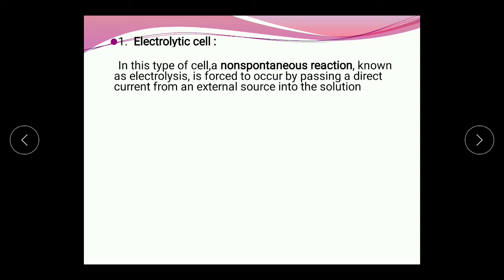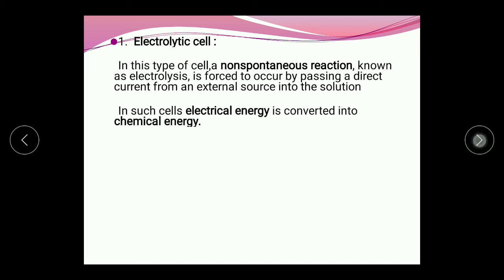So an electrolytic cell is the cell where a non-spontaneous reaction is forced to occur by using electrical energy, in short we can say. That means a chemical reaction is carried out by using electrical energy, and the reactions which take place in an electrolytic cell are electrolysis type of reactions. What is electrolysis? Lysis is breaking. Electrolysis, that means we are using electricity to carry out a chemical reaction. So that is electrolysis. That means in this type of cell, electrical energy is converted into chemical energy, because we are using electrical energy to carry out a chemical reaction. Hence, here you see the conversion is electrical to chemical.